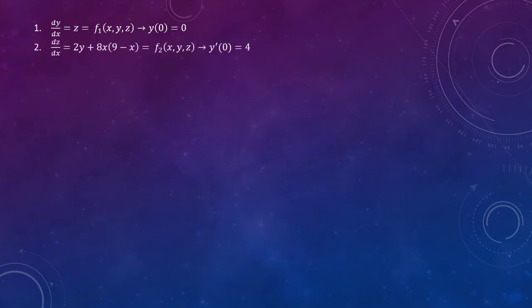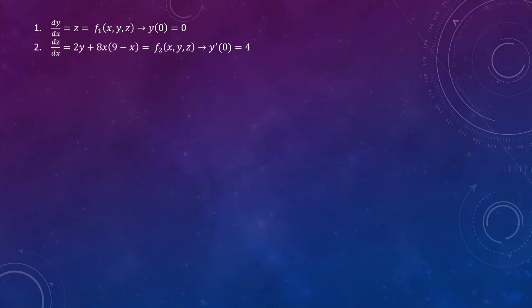For the second function, where x is our independent variable, y and z are our dependent variables, dz over dx is equal to 2y plus 8x multiplied by 9 minus x, and it is subjected to our first assumption of y prime at 0, which is 4. For this problem, we are going to use Euler method for the approximation.